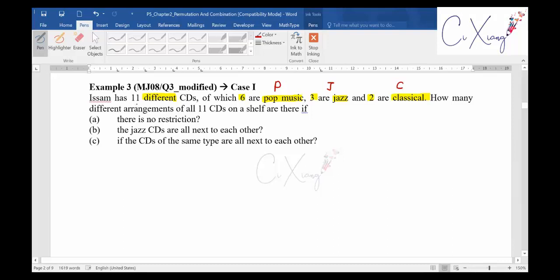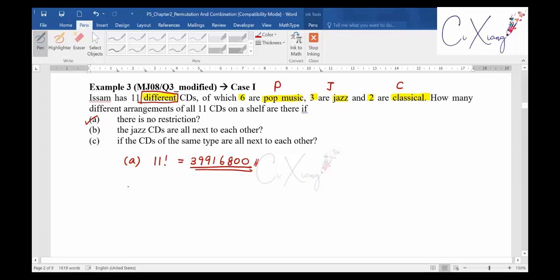They're asking for the number of different arrangements of all 11 CDs on the shelf. First, if there are no restrictions, it is the very first case that we learned before: you want to arrange 11 different items, or 11 different CDs. So you have 11 factorial, and you'll get the answer 39916800. Again, the word different is very, very important.